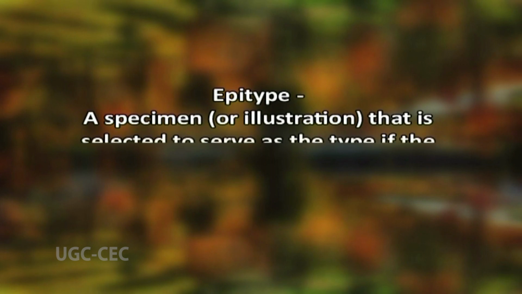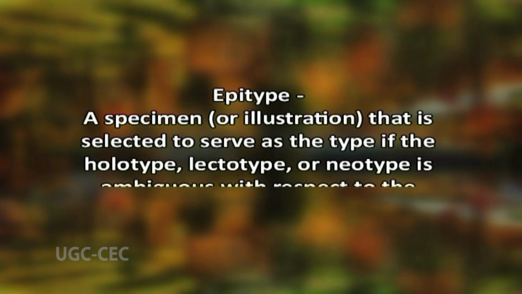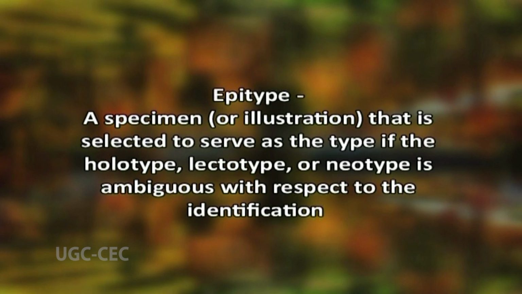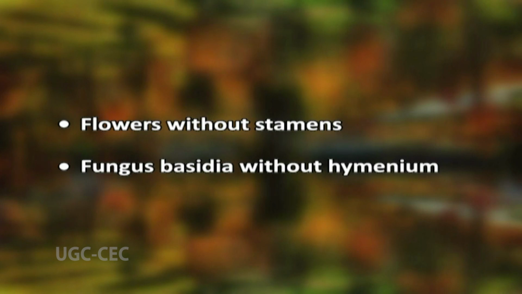Now we come to another type called epitype. An epitype is a specimen or illustration that is selected to serve as a type if the holotype, lectotype or neotype is ambiguous with respect to the identification and diagnosis of the taxon. Article 9.7 of ICBN mentions a potential problem in typification when a type specimen, for a variety of reasons, no longer bears structures essential to the correct identification of the organism, while still bearing other non-essential structures. For example, flowers without stamens, fungi basidia without hymenium, etc.